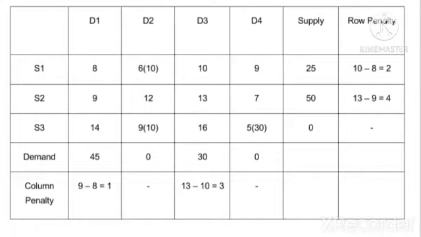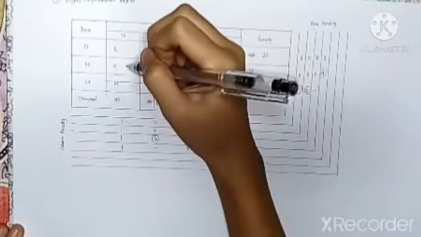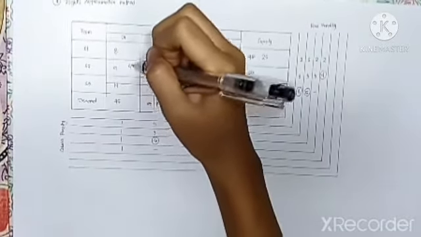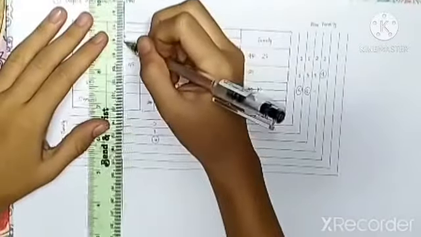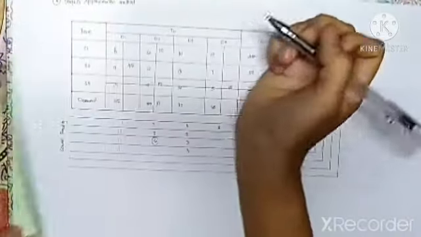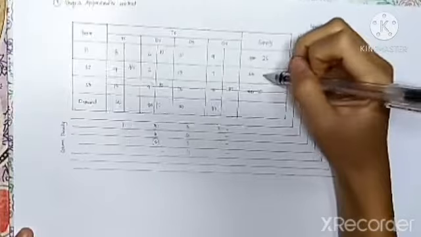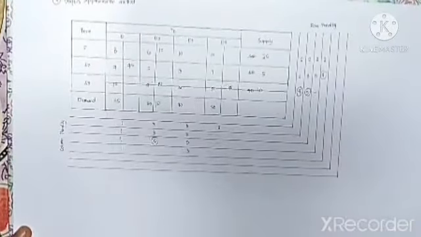Now we can see the maximum penalty is 4 that occurs on row S2. We will allocate 45 to the minimum Cij in this row, which is in the cell S2 and D1. It satisfies the demand of D1 and adjusts the supply of S2 from 50 to 5.